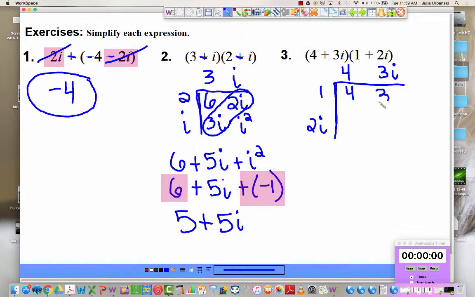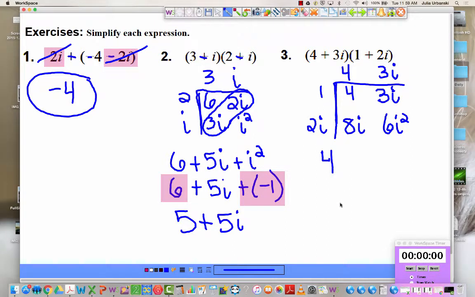1 times 3i is 3i. 4 times 2i is 8i. And what's 2i times 3i? 6i squared. Okay, combine your like terms for me right here. What goes first? The 4 first, and then the 3i and the 8i, right?